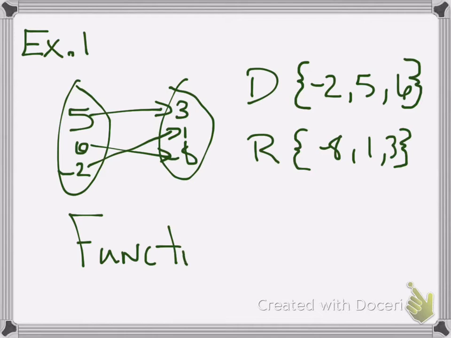But this is a function, and what is it considered? Both. It is one-to-one and onto. It's one-to-one because one domain element is paired up to only one range element. It's onto because one range element is paired up to only one domain element. That's why it's both.